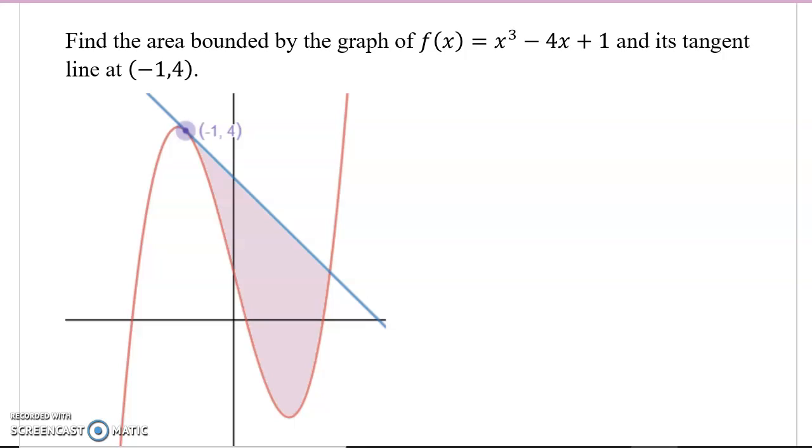Here's a fun and challenging problem we can try. Given the graph of f of x equals x cubed minus 4x plus 1, and its tangent line at the point negative 1 comma 4, find the area of the region bounded by those two graphs. The picture shows us the shaded region that we're trying to find the area of.